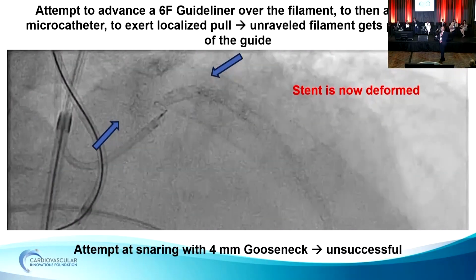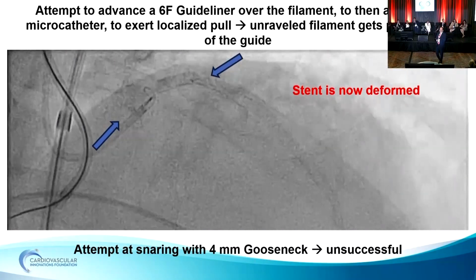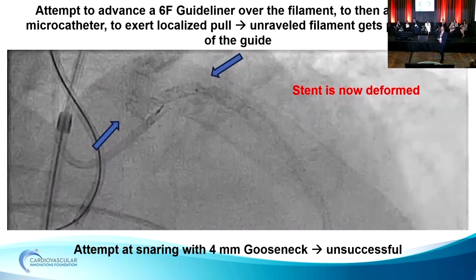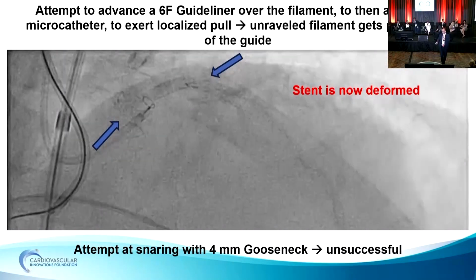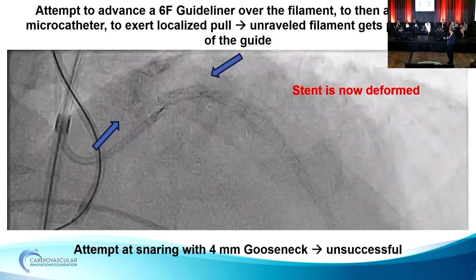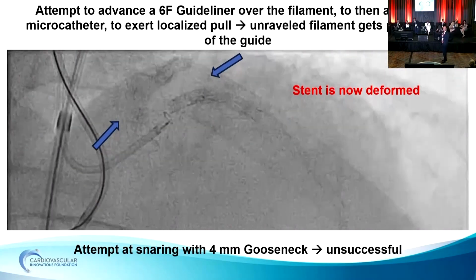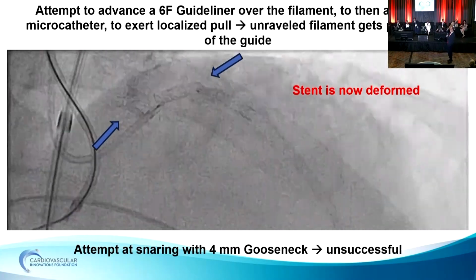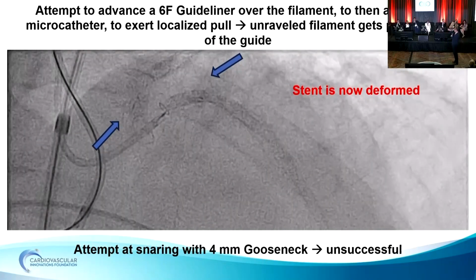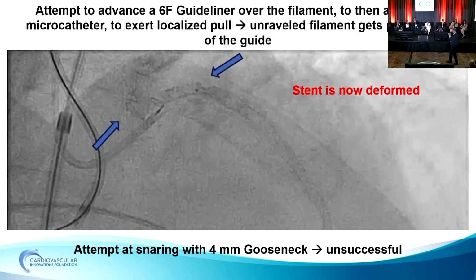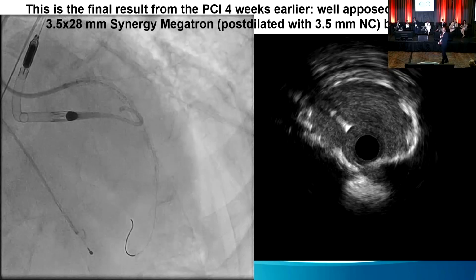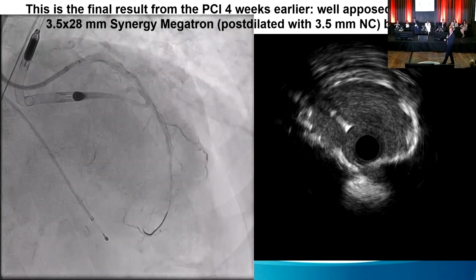We tried even to snare with a coronary snare, a 4 millimeter gooseneck. And also, if you can see, the stent is now deformed. It was not, because we have IVUS demonstration of how it looked just a month ago, because probably the wire hooked the stent, and by pulling it back, dragged the struts inside the coronaries. And this is the final result just 28 days earlier.